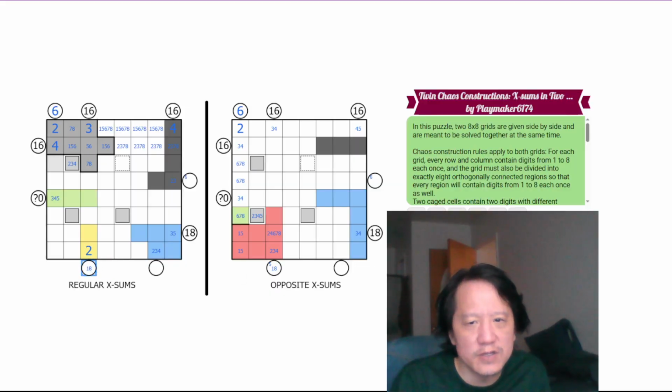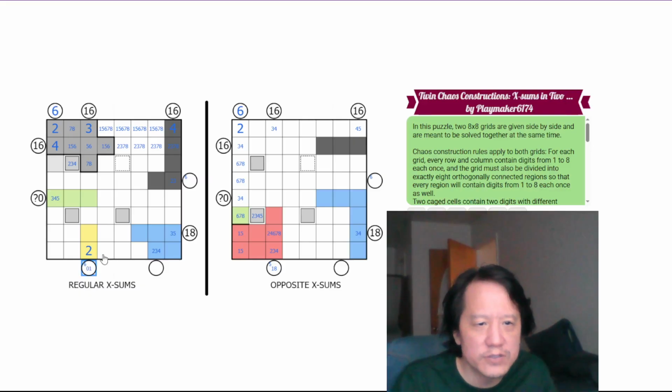So this has to be at least 6. And it can't be 18. It could be at most 10. So it's 6 to 10 as a value. So we're going to put this minimum here and the maximum here. So 6 to 10.